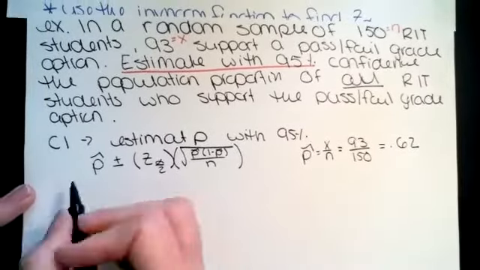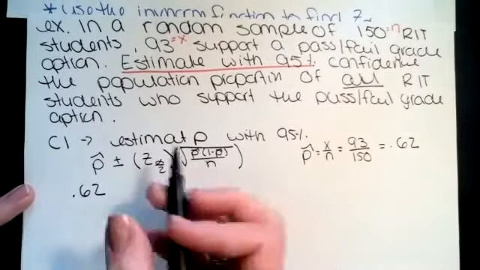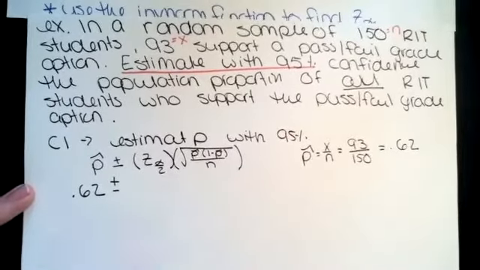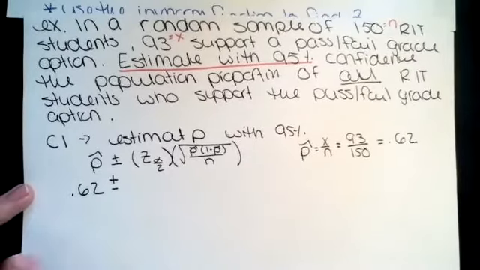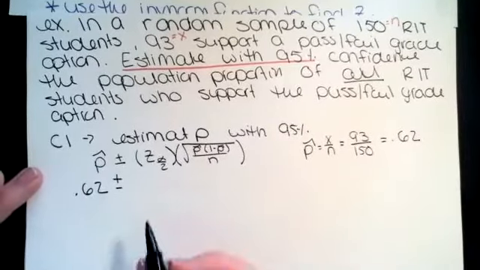So that's my P hat. So I'm going to use that right here, 0.62. That's my best estimate, my point estimate for my population proportion P, 62%, right? But it changes for every sample. So I'm not going to say, well, it's 62%. I don't know. I'm going to build an interval.